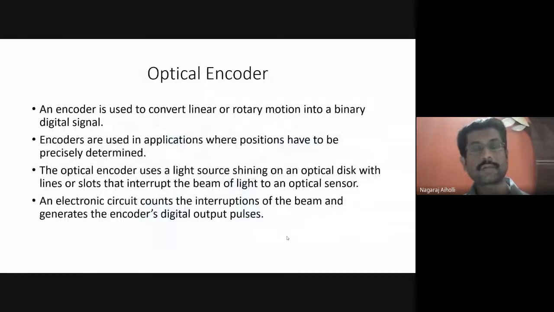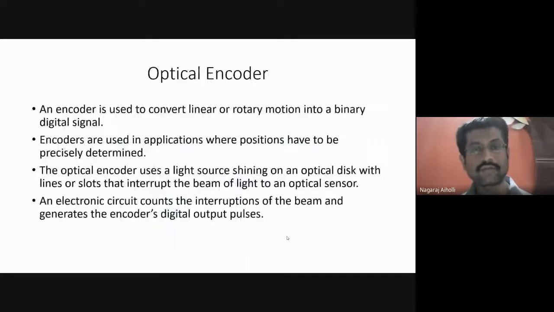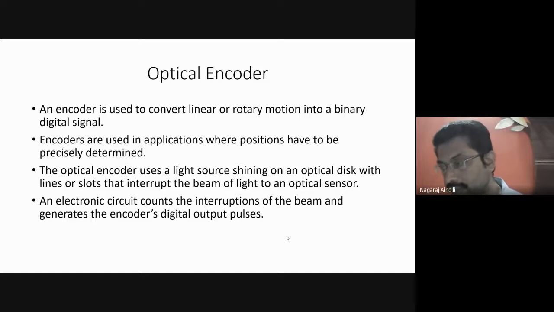Next is optical encoder. Possible questions that may be asked on these sensors is, explain the various sensors employed in PLCs. That may be a general question, or if they want to ask on any particular sensor, then they may ask particularly a question related to that sensor. For example, explain the ultrasonic sensors used in PLCs, or explain the temperature sensors used in PLCs, right? A specific question may be asked.